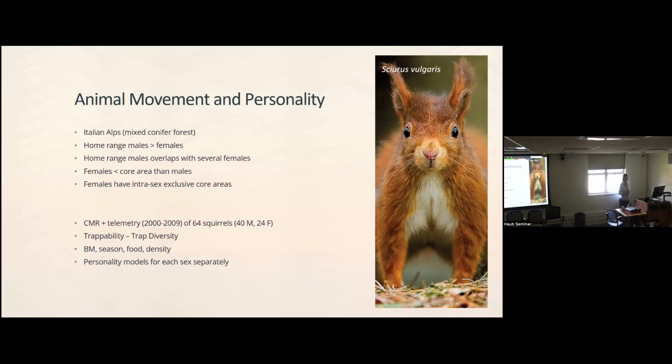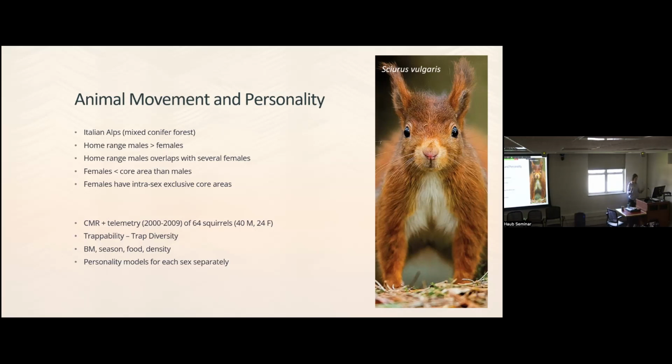So what we did is that we used our data from 2000 to 2009 on capture in 3 different populations. And we also used telemetry data from these individuals. The main characters of this research were 64 squirrels, males and females. Again, in this case, we used indirect measurements of personality. So we had trappability and trap diversity that we thought could influence the home range and the core area of squirrels. But there were also other factors in our analysis, like the body mass, which season we were tracking squirrels, the food level, whether low or high, and the density of the population of squirrels itself.